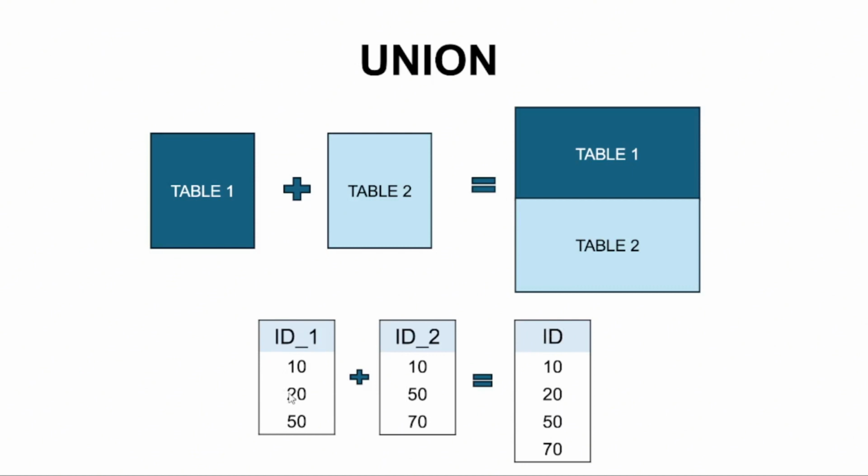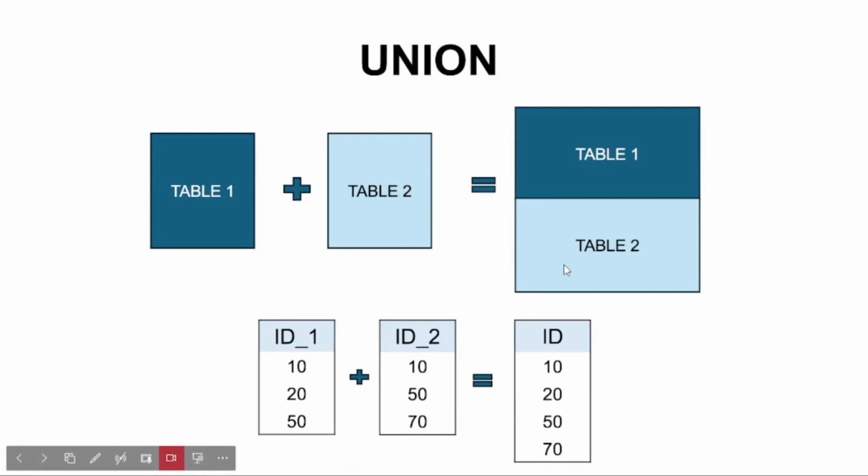The rows of ID1 will be appended with the rows of ID2. So the data combination occurs on a row basis. Here in the output, you can see the distinct rows or distinct values coming from both the columns.